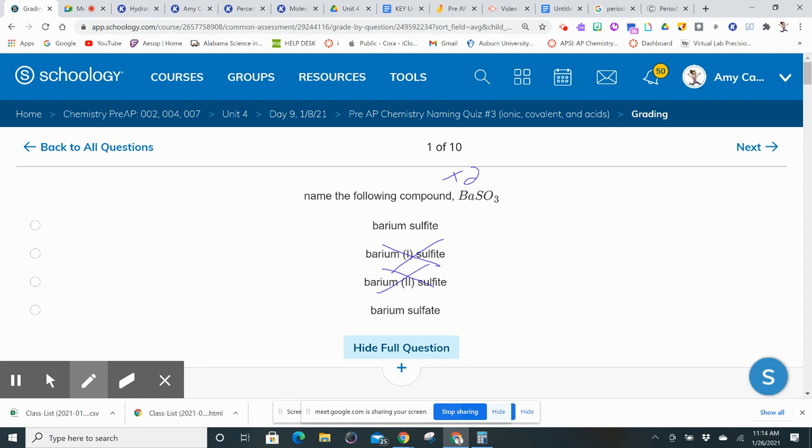Then you have to know your polyatomic ions. Now, your polyatomic ions, unfortunately, you just have to memorize. If there is more than 2 elements in something, you got a polyatomic ion. Is there more than 2 elements in this formula? Yes, there is. We have a polyatomic ion. SO3 is the polyatomic ion sulfite, not sulfate. That's SO4. SO3 is sulfite. So, which one would it be? It'll be the first one.